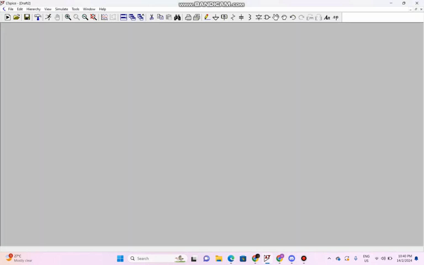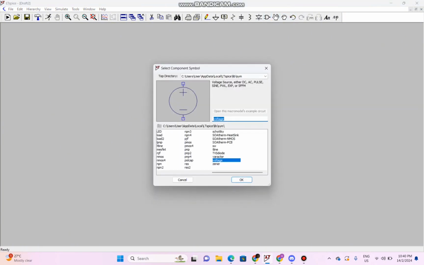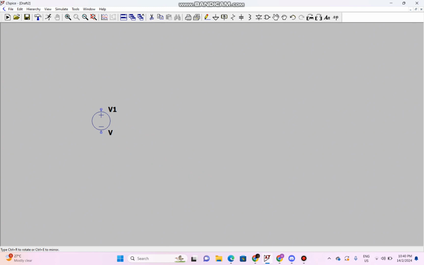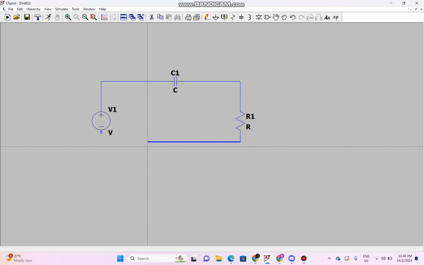So let's dive into LTspice. First we open our LTspice components, look for voltage, and then we need a capacitor. We need to rotate it. Rotate the capacitor, and then we need a resistor. Then we connect all these components, and don't forget the ground. We need to connect this too.